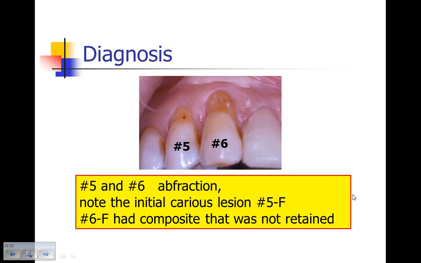We see the same thing on number 5 and 6, and in this case we know that number 6 had a facial composite that wasn't retained. And the occlusal forces and the flexing on the root of the abfraction lesion are why these composites are hard to retain. The composite on number 5 had leakage, and hence we see this carious lesion.